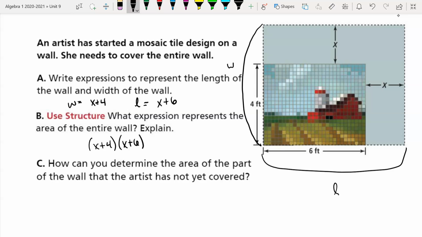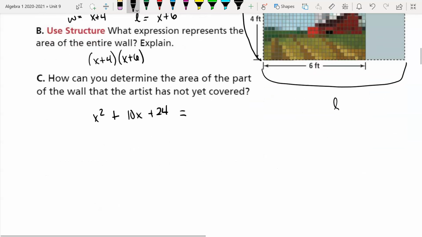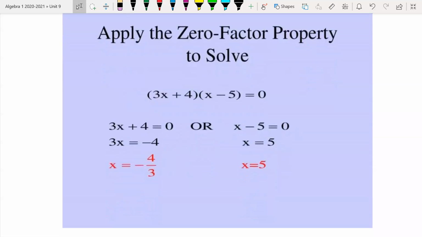And this is how can you determine the area of the part of the wall the artist has not yet covered? Well, I know it's got to be x squared plus 10x plus 24. So if we had the area of the wall, we could figure out what is the width and the length of the area that she hasn't covered yet. So really what I want you to think about is how would we solve that? Well, in order to solve it, we solve it using something called the zero factor property.